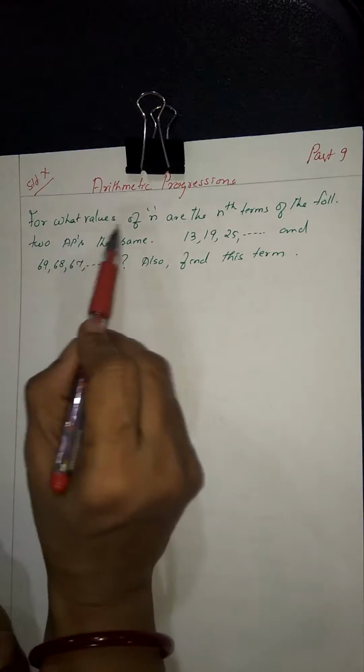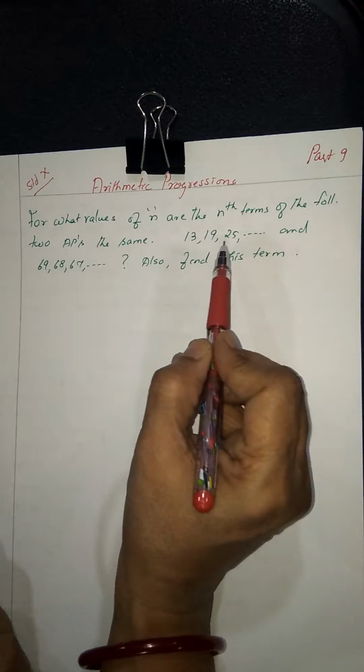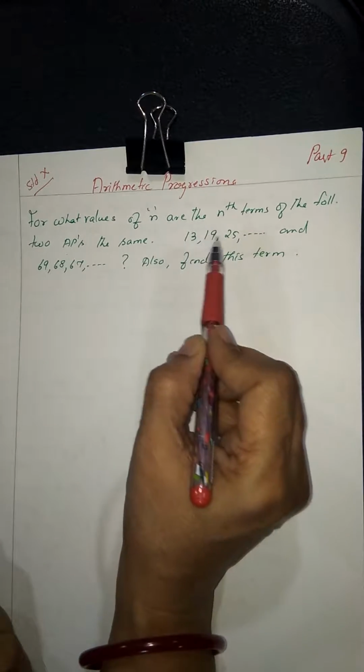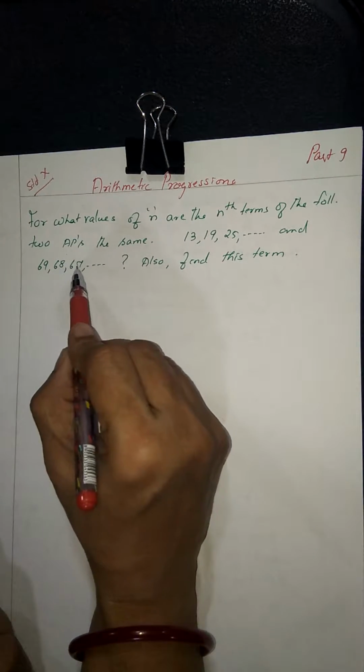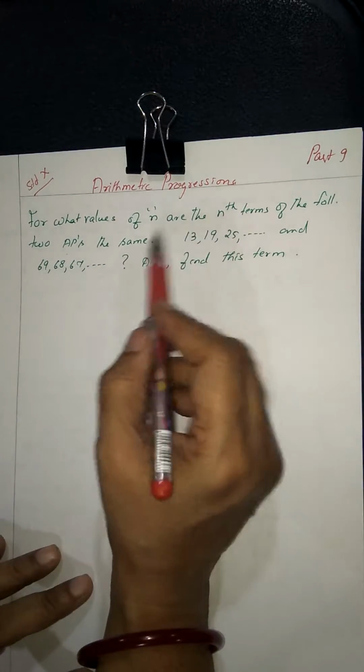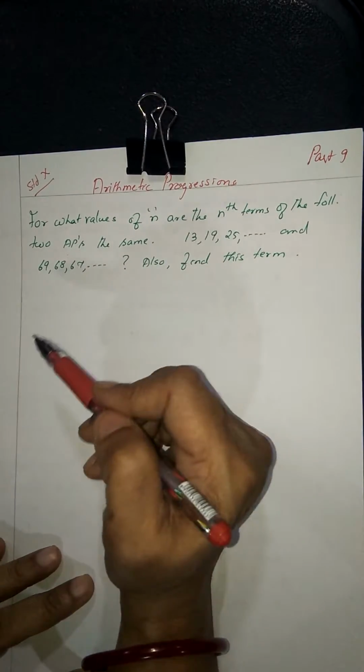For what values of n are the nth terms of the following two APs the same? We have two APs. One is 13, 19, 25, etc. And another is 69, 68, 67, etc. You have to find for what value of n the nth terms in both are equal.